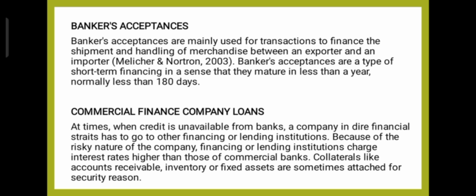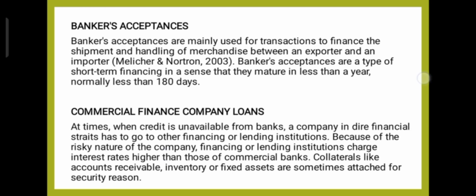So, 5,000 pesos plus 2,000 is 7,000 pesos. Ito na yung total cost. Next is the commercial finance company loans. At times, when credit is unavailable from banks, a company in dire financial straits has to go to other financing or lending institutions. So, pag di available yung credit sa ibang bangko, yung ibang kumpanya na may parang their financial situations, pupunta sa ibang financing or lending company. Because of the risky nature of the company, financing or lending institutions charge interest rates higher than those of commercial banks. Collaterals like accounts receivable, inventory, or fixed assets are sometimes attached for security reasons. Then less return on marketable securities: 100,000 pesos times 0.12, if excess funds, is equal to 12,000 pesos times 30.